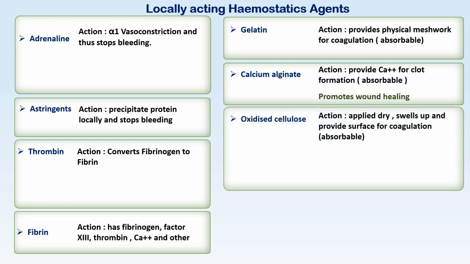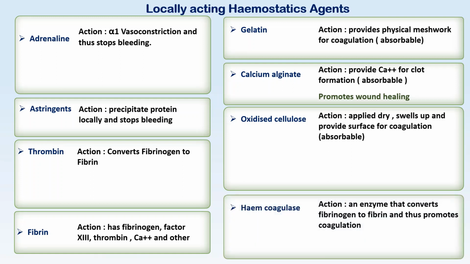About the oxidized cellulose, they are applied dry so that it will swell up and help formation of clot. And about the hemocoagulase, it is basically an enzyme that will convert fibrinogen to insoluble fibrin and thus promote clot formation. And this hemocoagulase is very powerful and it will reduce the bleeding time and the clotting time.